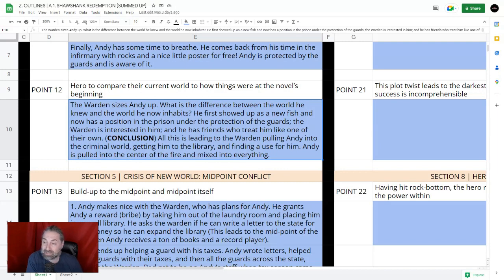So, again, the seed to the midpoint conflict is that the warden is pulling him into this new world, and he's going to utilize Andy in a way that makes him a tool in the corrupt reality of everything. So that's pretty interesting.